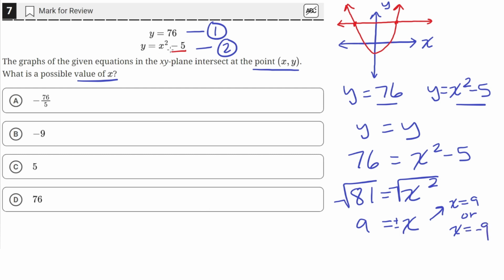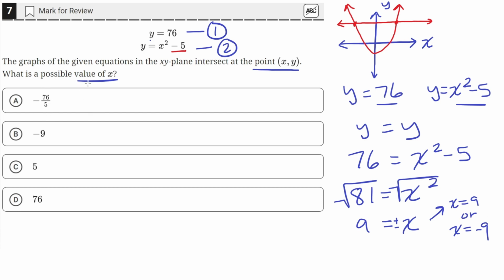And indeed, if we plug 9 or negative 9 into this equation, when we square it, we get 81 either way. So 81 minus 5 is just equal to 76. So whether it's 9 or negative 9, the two equations here, y equals 76 and y equals x squared minus 5, they still both intersect at a value of x equals 9 or negative 9.